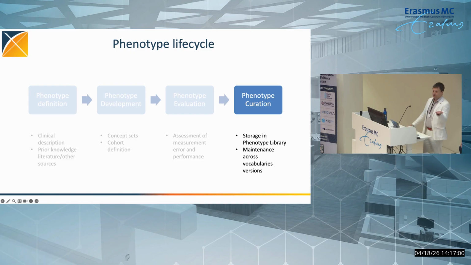So basically we go from what is a phenotype, right? Then how you develop it, how you assess it. And finally, if you do this nice piece of art, you store it somewhere in a museum or whatever. Or a library, if the piece of art is a book, right? So now we will talk about how you store and how you curate it.